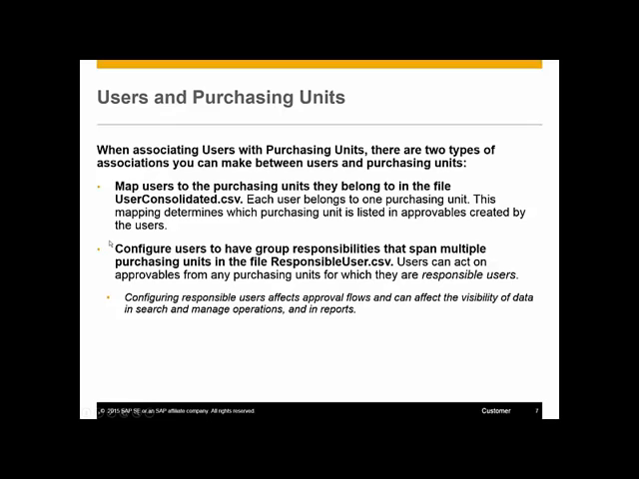However, there is an option to use another file called responsibleuser.csv. And you may consider using this if users need to act on approvables for multiple purchasing units. In the responsible user file, we can tie a user to more than one purchasing unit. Now, this is primarily to affect approval flows, but it also affects the visibility of data in searching as well, and also in system reports in Ariba analysis. So responsible user can be leveraged, again, if we have users that are responsible for more than one purchasing unit.